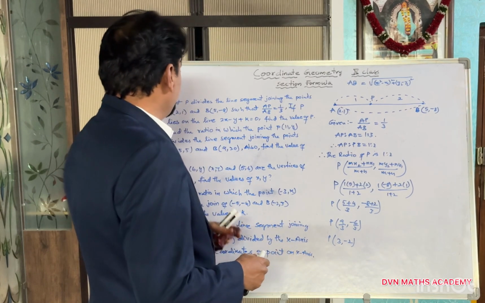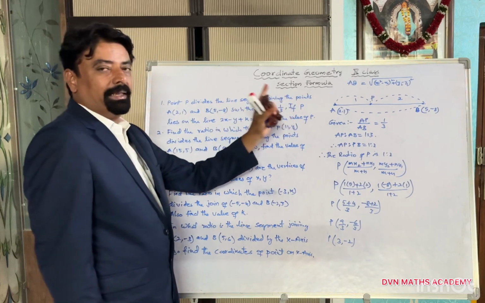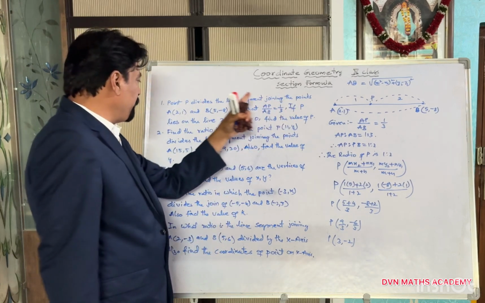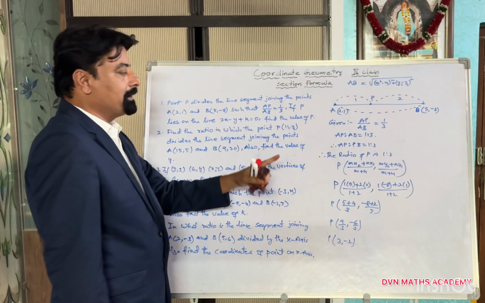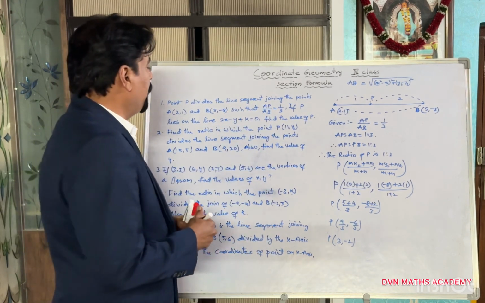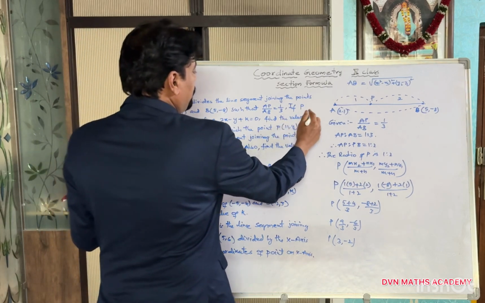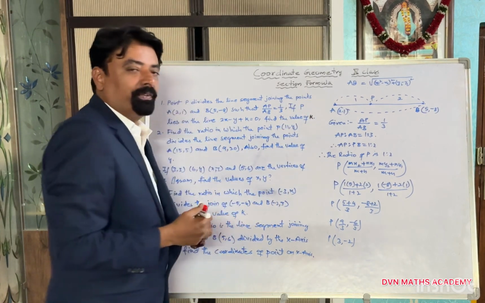But the question is, he's not asking what the coordinates of P are. He's asking: this point P lies on a line 2x minus y plus k is equal to 0, then find the value of k. I am sorry, this question is k. Find the value of k.